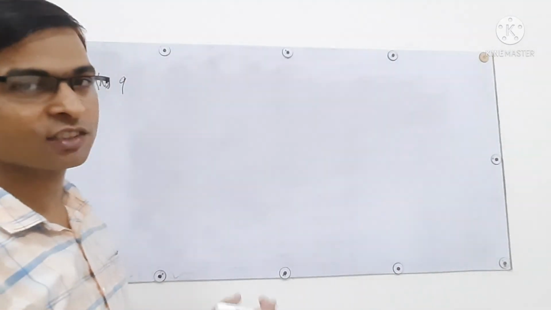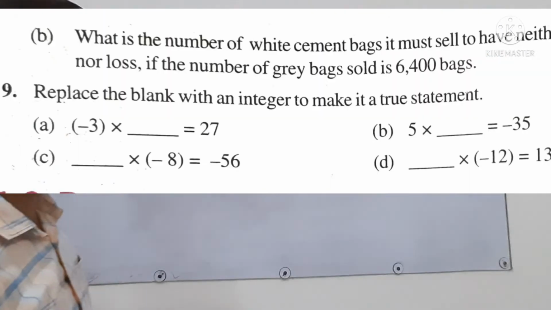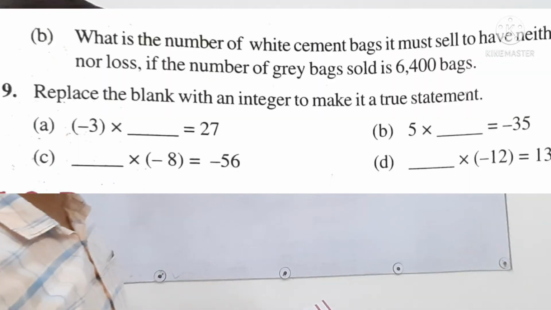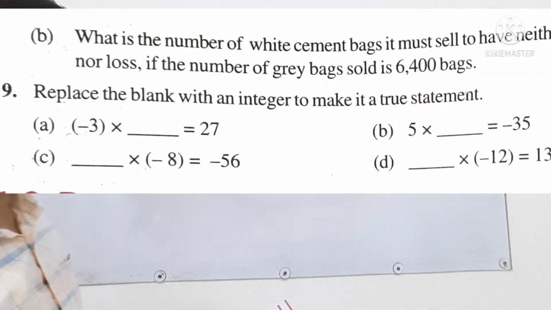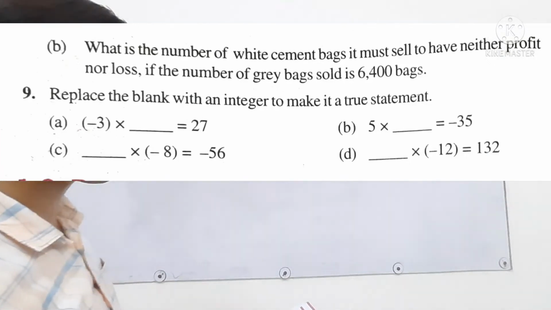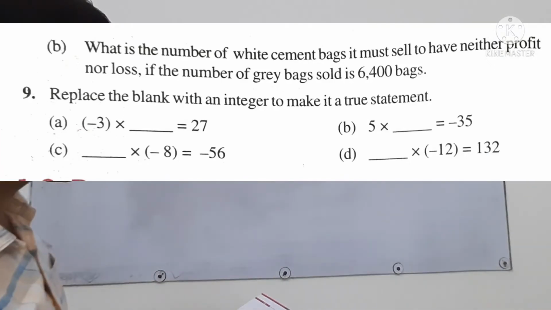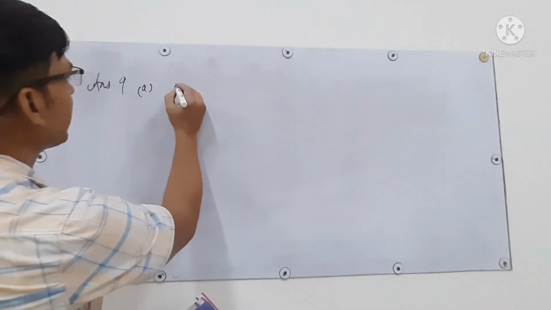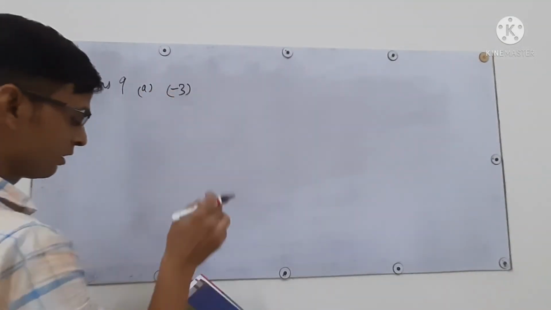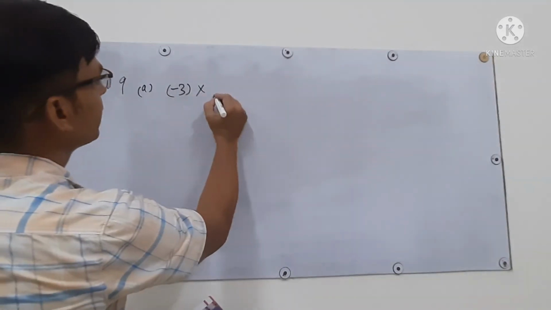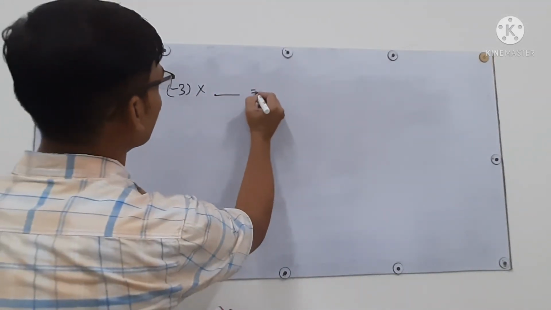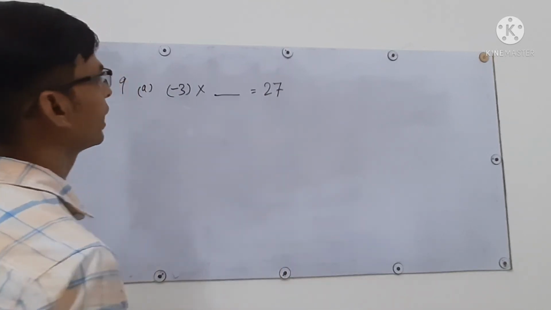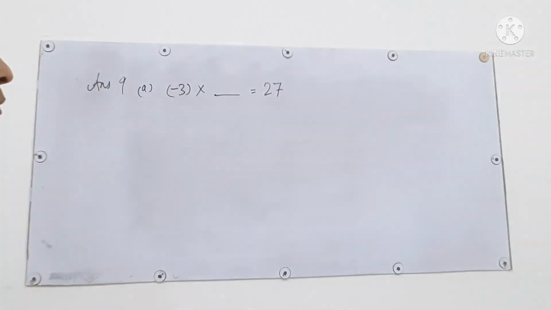So question number 9 is now on your screen. You can see from the screen what it is. It is given: replace the blank with an integer to make it a true statement. That is, we have to just fill in the blanks. And part A is written as -3 cross blank equal to 27. Now we have to fill the blank. So it is very easy.